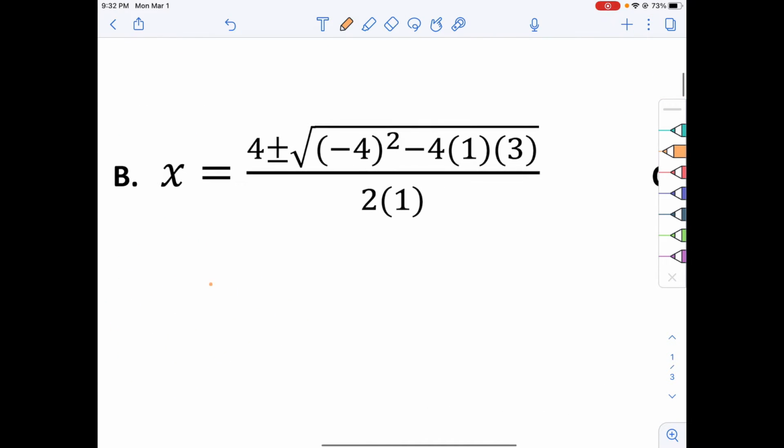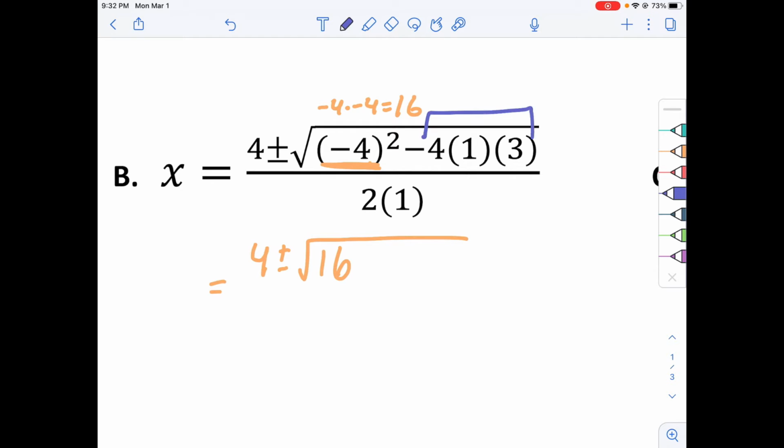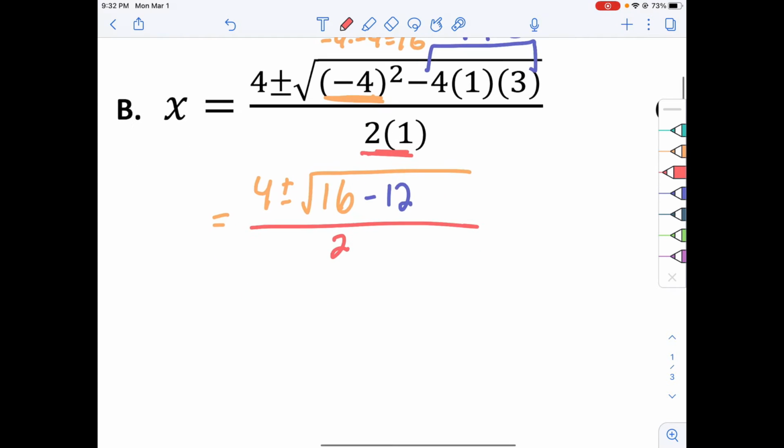Let's try out letter B. Here, we're going to go 4 plus or minus the square root of. We can simplify negative 4 squared. That's negative 4 multiplied by negative 4, which gives us 16. We can multiply negative 4, 1, and 3. That's negative 4 times 1 times 3, which gives us negative 12. And the bottom, we just have 2 times 1, so it's just 2 down there.